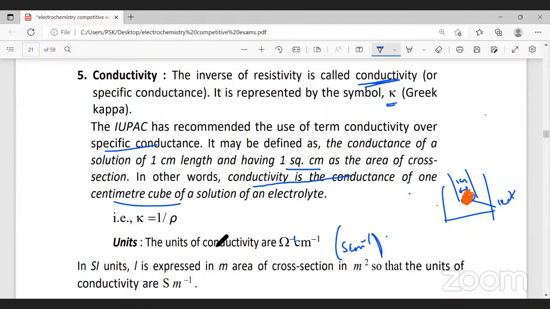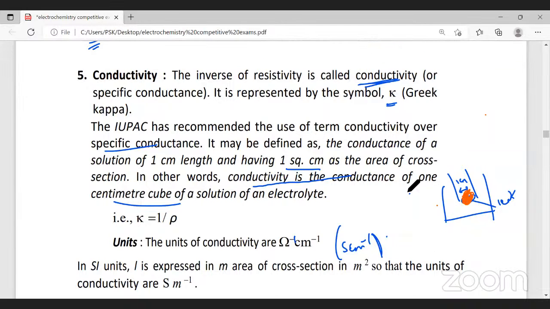So remember, what is specific conductance? It is the conductance of all the ions present in the solution in which the distance between the electrodes is 1 centimeter and the area of cross section is 1 centimeter square. That is called specific conductance. And the unit for specific conductance is per ohm per centimeter, or Siemens per centimeter.